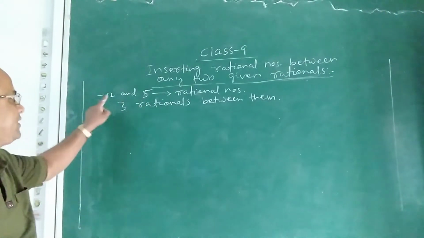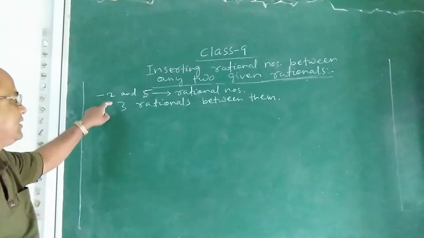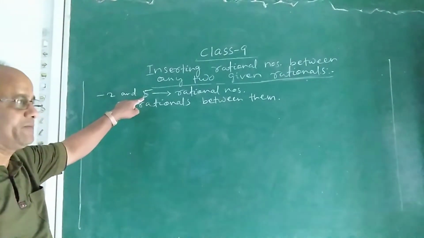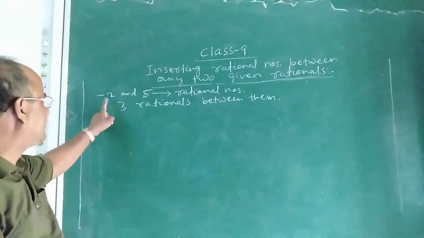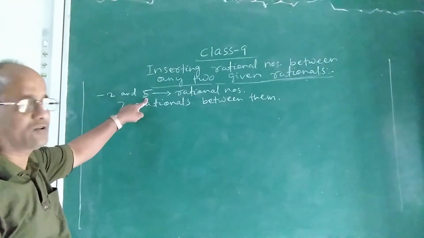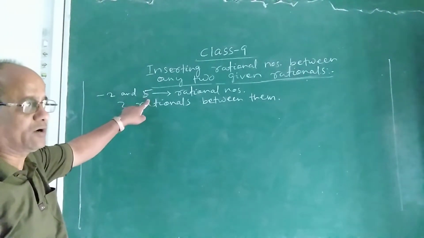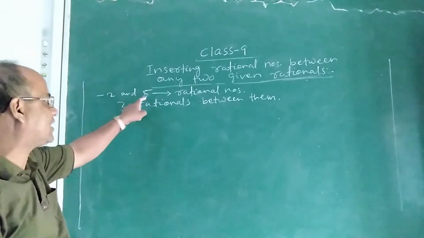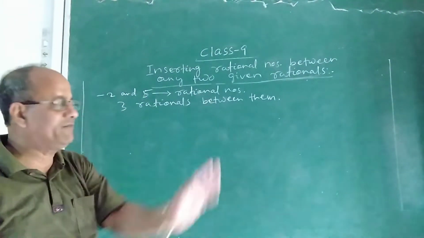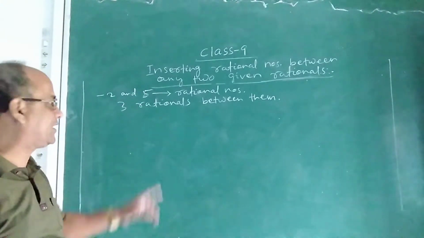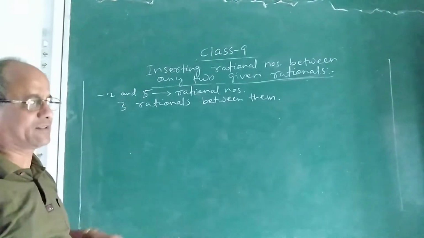5 means 5 by 1, -2 means -2 by 1. It is in p by q form, it is also in p by q form, where p and q are integers, q not equal to 0, that is 1 not equal to 0. Here also the denominator q equal to 1 is not equal to 0. So these are no doubt rational numbers. Now how can we find infinitely many rational numbers between these two? Particularly we are interested to find three rational numbers.